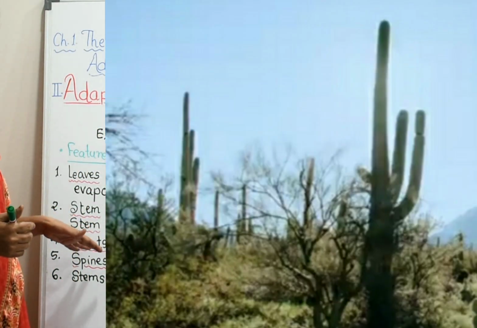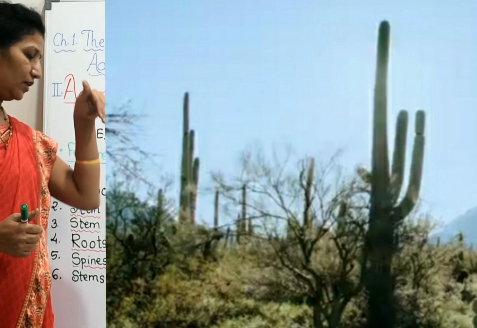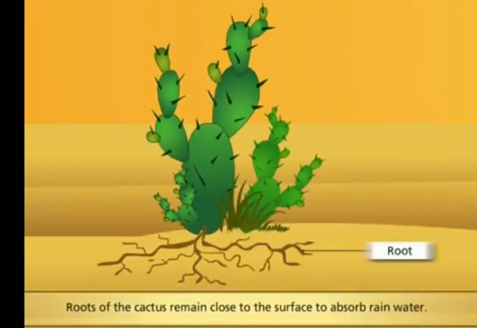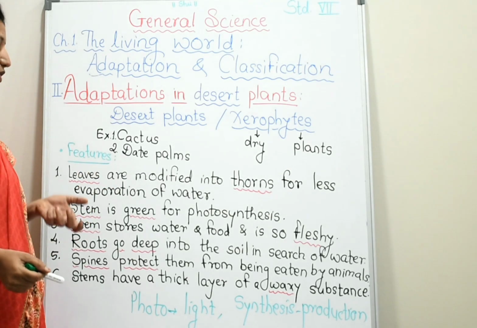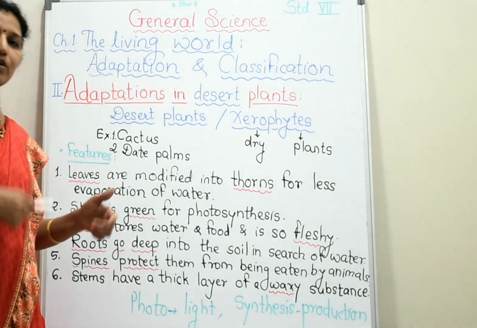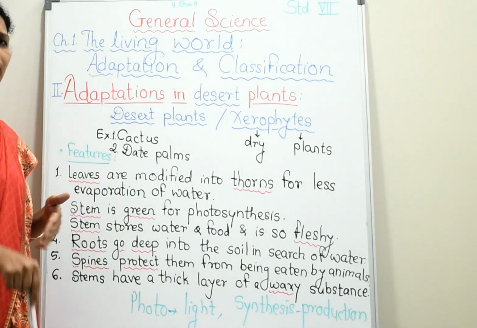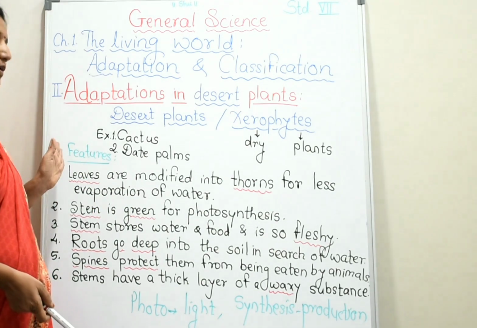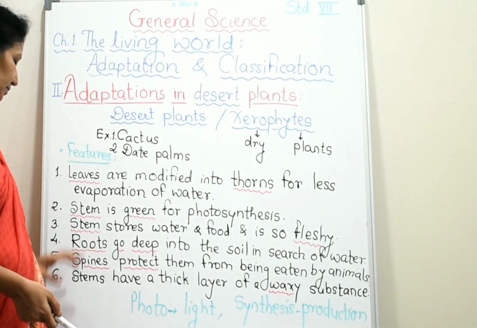And also the roots go deep into the soil in search of water, because there is no water in the upper layer of the soil, and because of that they have to go very deep into the soil to search for water, and that's why the roots are modified. They go deep and find water, and they supply water to the xerophyte plant.